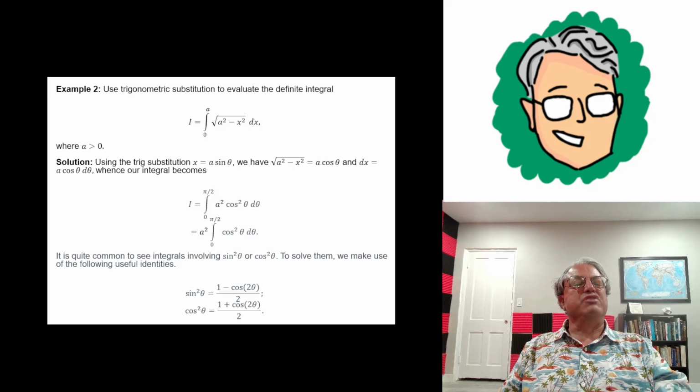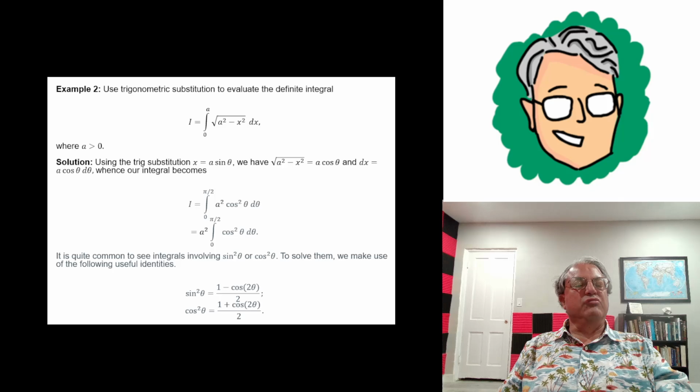And again, we have to change the limits of integration to limits on theta. Theta is going from 0 to pi over 2 now. And like I said, this is a quarter circle, so the angle is going from 0 to pi over 2. And then we can factor out a squared because that's just a constant. So now we have to integrate the cosine squared.